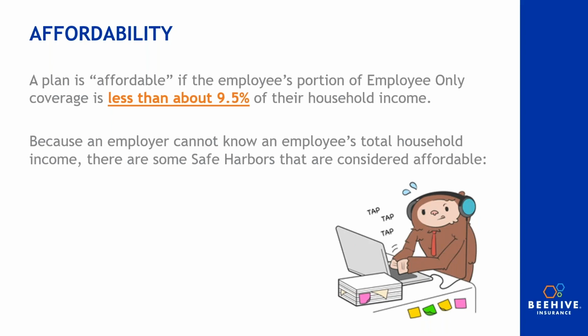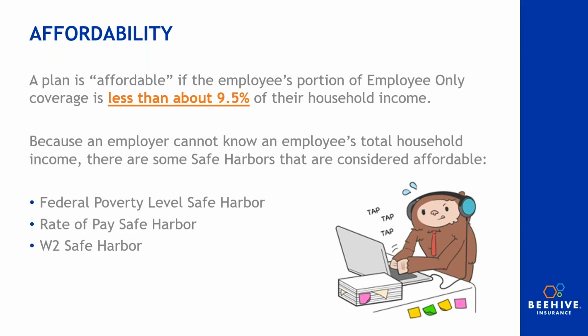And there are 3 available safe harbors that you can choose from, or you can, of course, choose to go with none and hope that it is less than 9.5% of their household income. But we definitely prefer if you use a safe harbor. So the available safe harbors are the federal poverty level safe harbor, the rate of pay safe harbor, and the W-2 safe harbor.